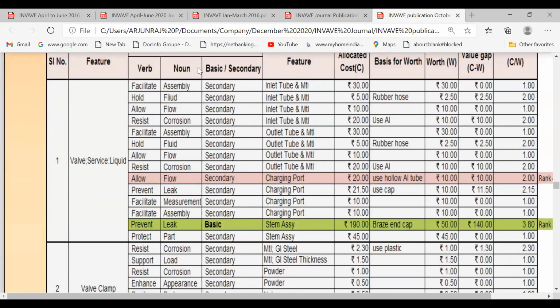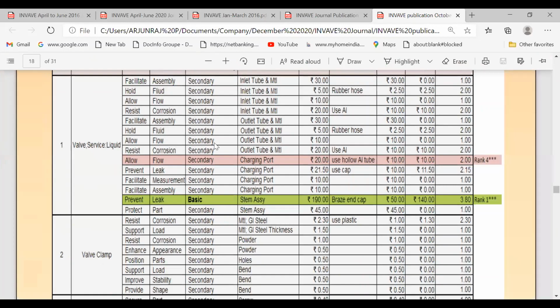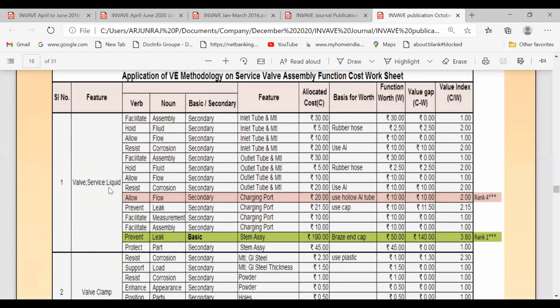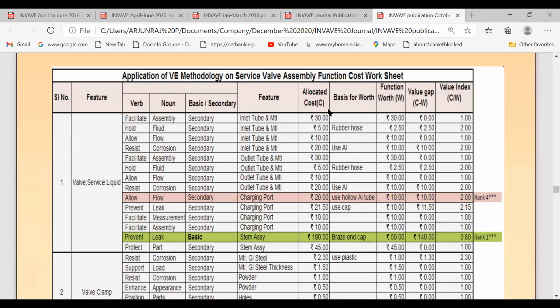This is the function cost worksheet. In function cost worth analysis, for all the functions, you write down the individual cost and the individual worth. The higher the gap, you should always look for some alternative, whether to change the hose material or to use a different material. You should always find something, like instead of steel, you can go with plastic.